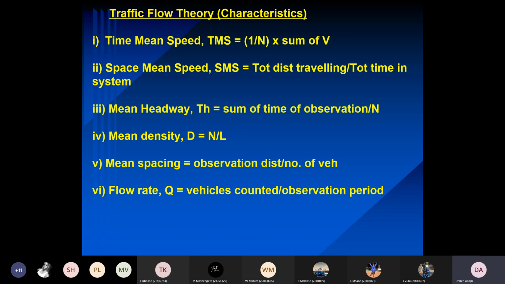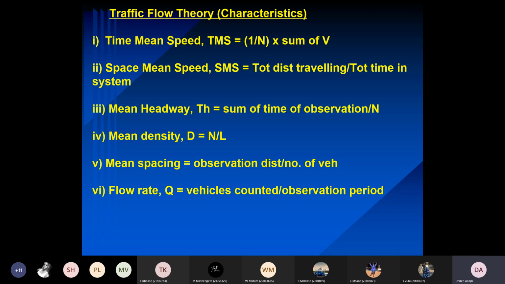And it's simply given by the summation of your speed. So if you recorded the speed of 5 vehicles, then summing up the speed of the 5 vehicles divided by n, your number of vehicles, will give you your time mean speed. So if you recorded the speed of those 5 vehicles, say in meters per second, and summed them up and divided by 5, that will give you your time mean speed.